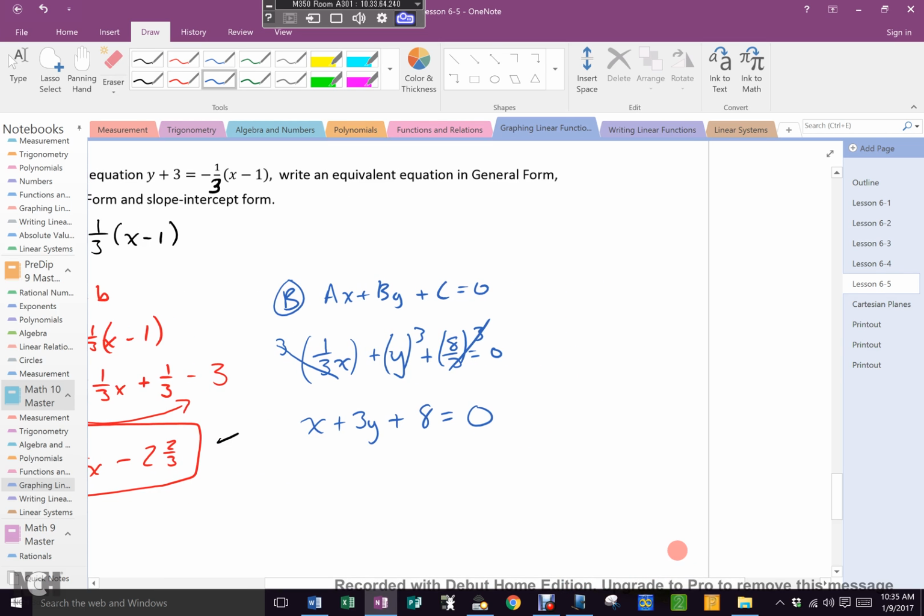And what's my third one that I need to do? Standard form, which is ax plus by equals c. So what's the only thing there that's got to move? The 8. x plus 3y equals -8.